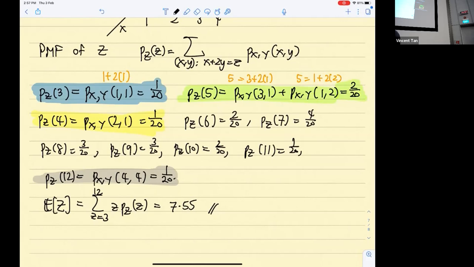And you count P of X and P of Y, which is the other probability matrix.